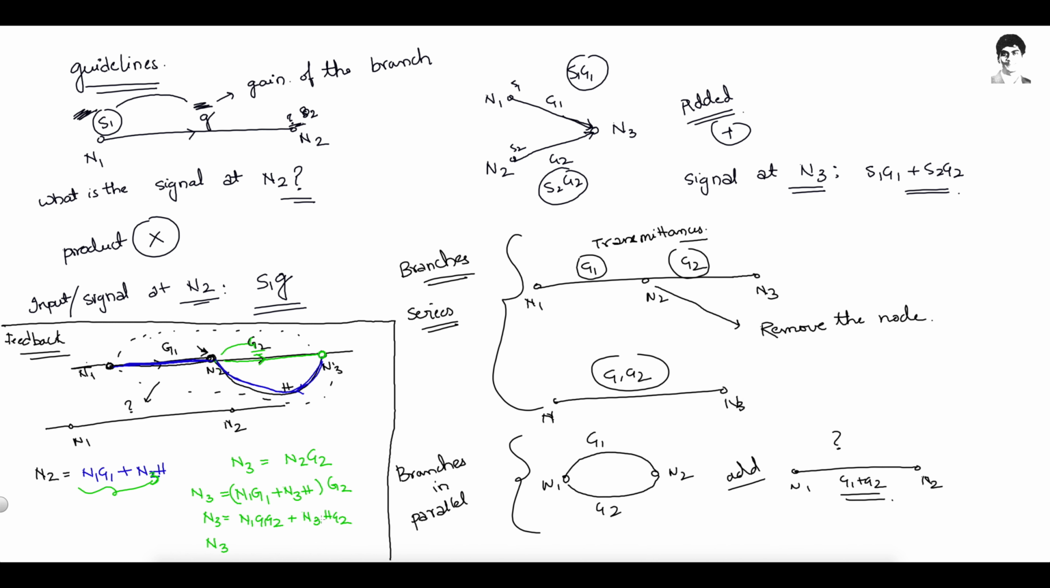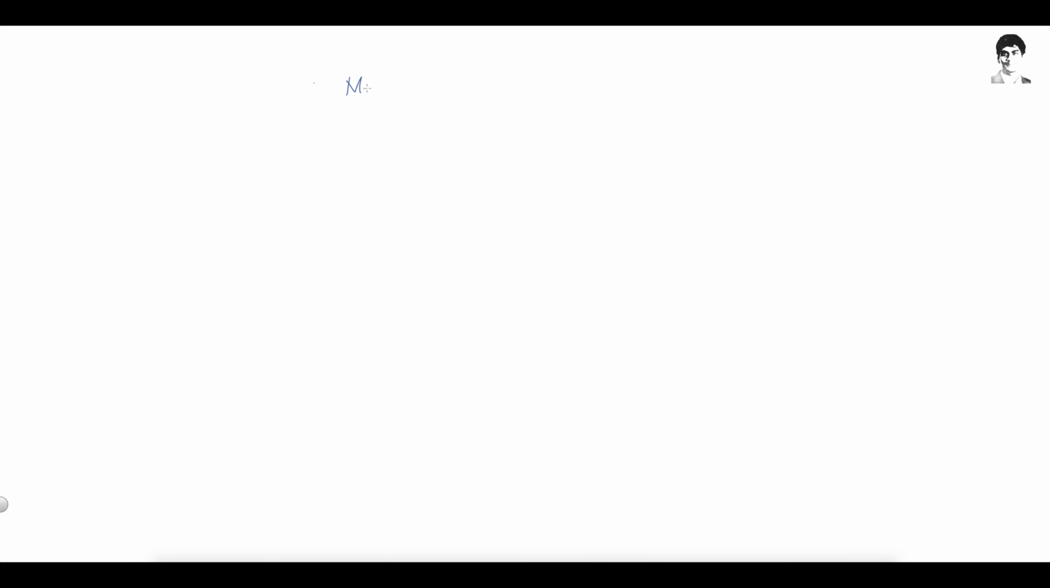So now I just need to put it in such a way that, if I multiply this transmittance with N1, then I'll get the signal at N3. So that value I need, which is basically N3 by N1, right? So here N3 is N1 into G1G2 by 1 minus HG2. So basically the transmittance is G1G2 by 1 minus HG2.